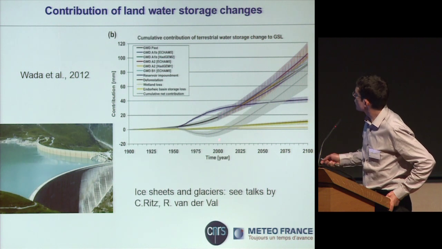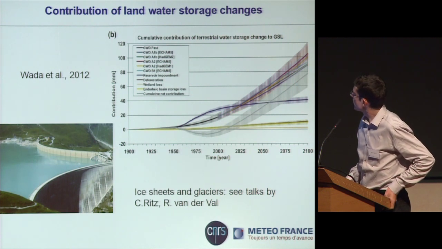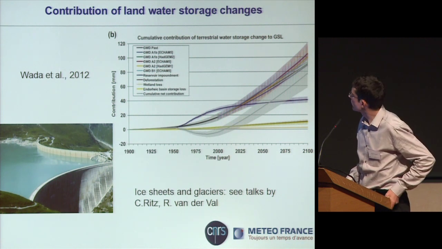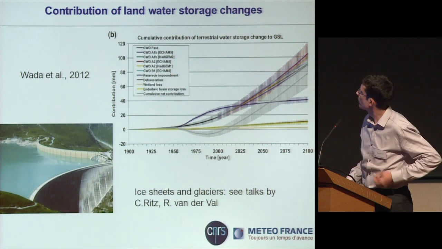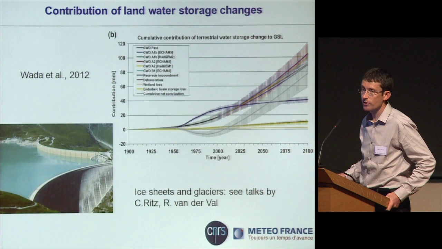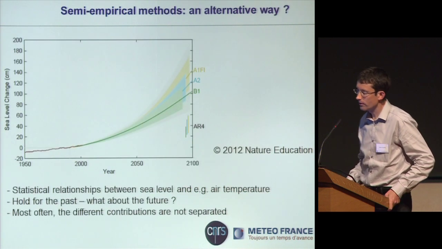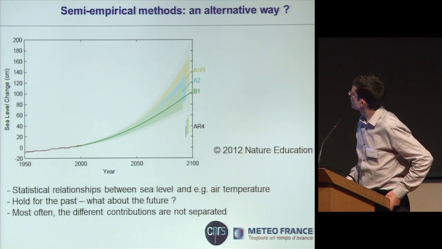So other studies assume that there will be more and more dams in the future, and since there will be more and more dams, actually more and more water will be stored on land due to that, and this will reduce the contribution of land water storage to sea level rise. So in other studies, instead of 8 centimeters, it's something like 1 centimeter or so. Uncertainties again.